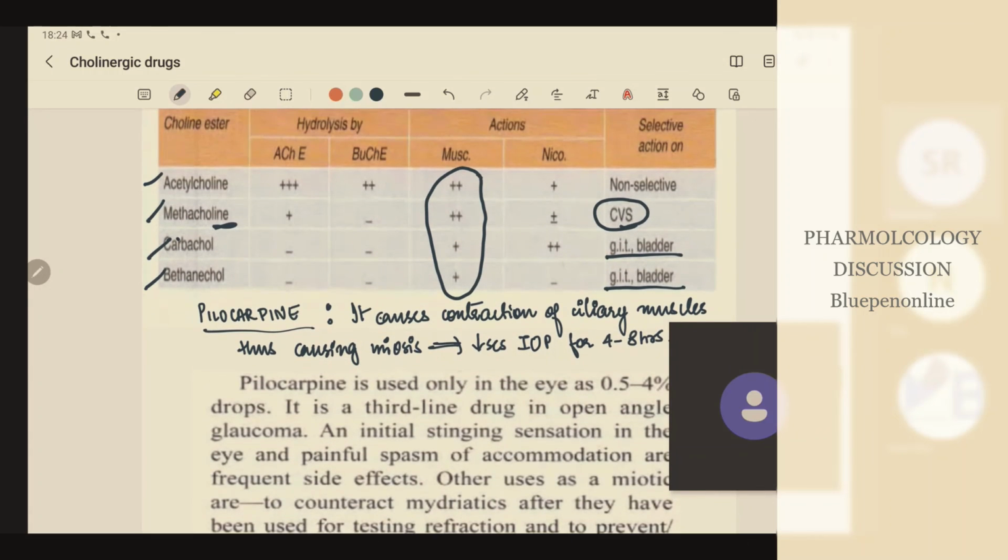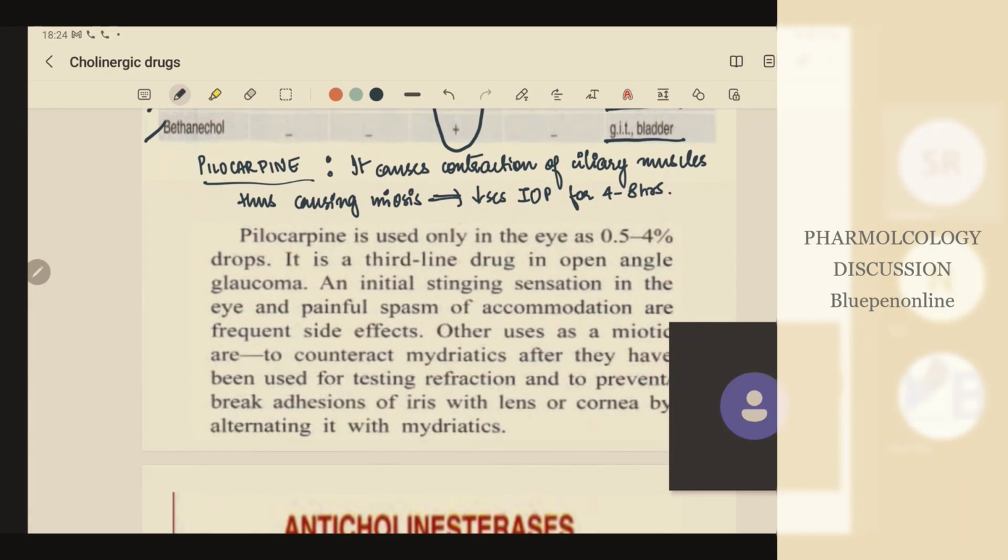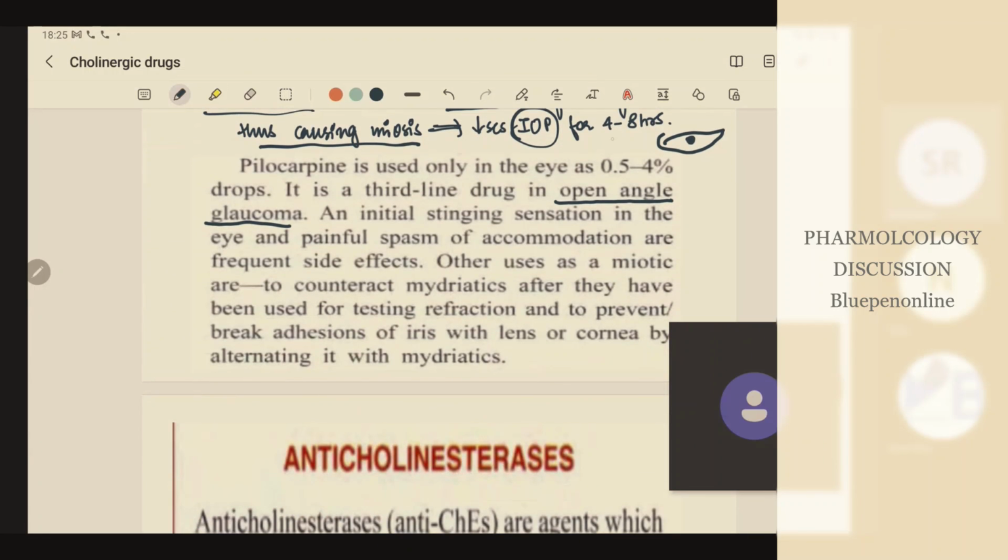Okay, so out of all this, I told you to remember one important drug, that is pilocarpine. Pilocarpine is used in the eyes. It causes contraction of the ciliary muscles, thus causing miosis. So you have pupillary constriction, the pupil becomes small. It is used to decrease intraocular pressure in open angle glaucoma. It has a short acting time, only 4 to 8 hours.